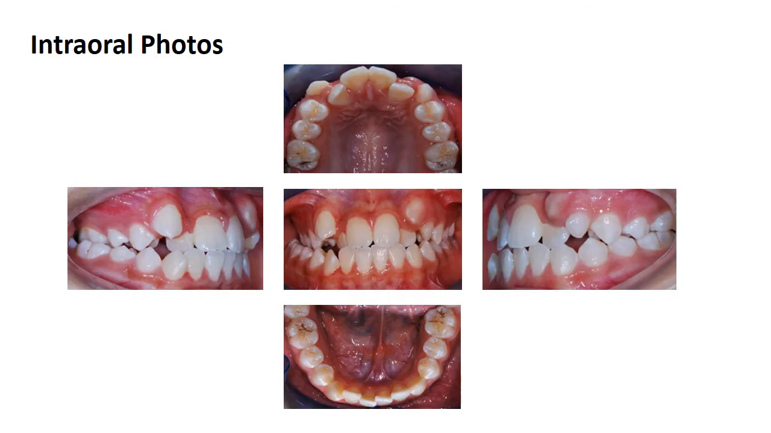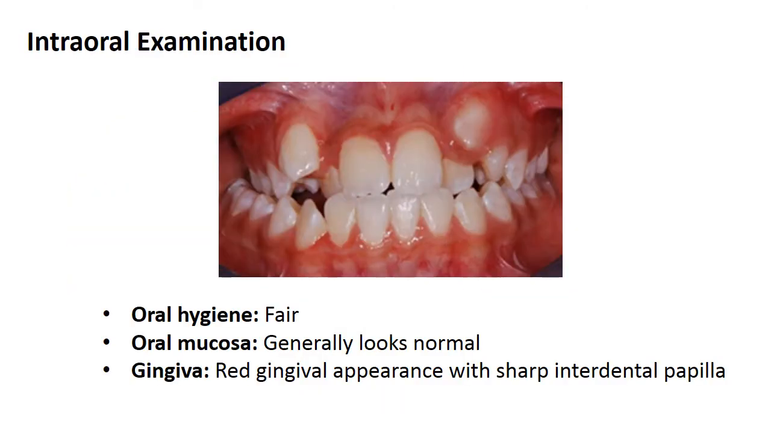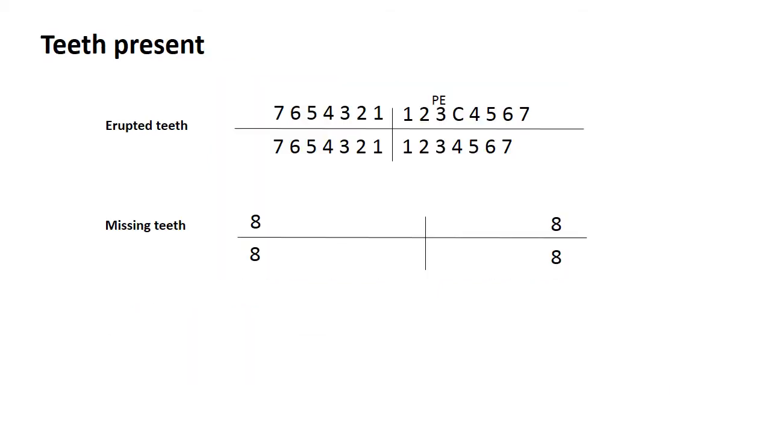So these are the intraoral photos of this patient. We start with the intraoral examination. The oral hygiene looks fair. The oral mucosa generally looks normal, and the gingiva appears red with sharp interdental papilla. Due to the limitation of this case, because I didn't have the study model of this patient, I am just looking at the clinical picture and also the OPG.